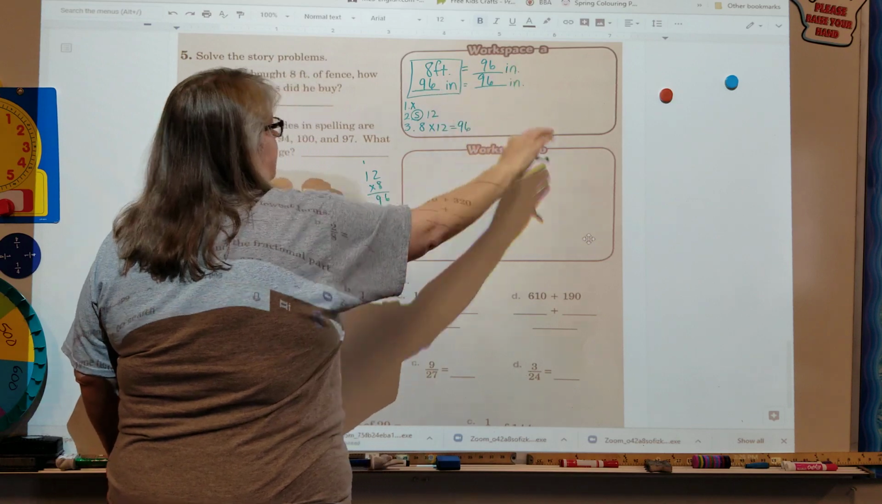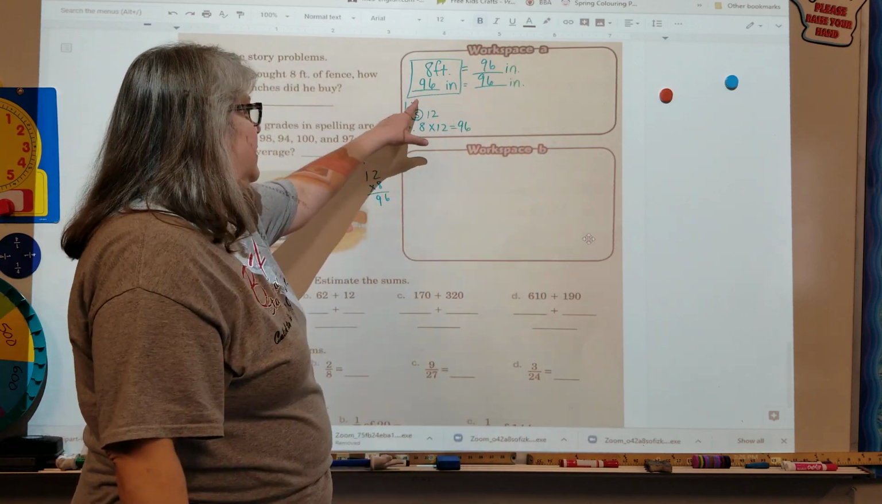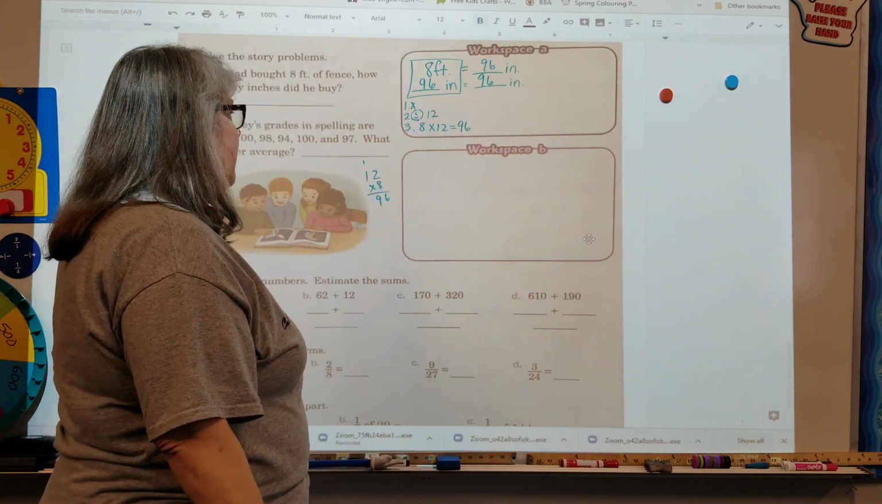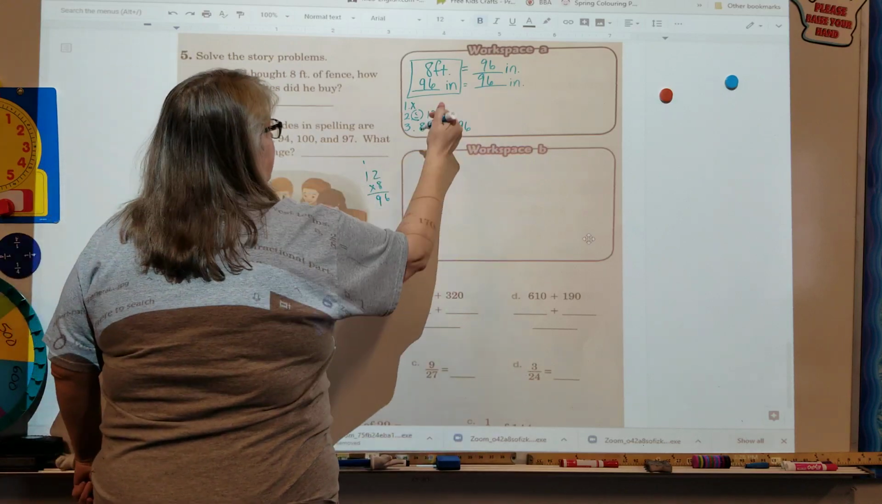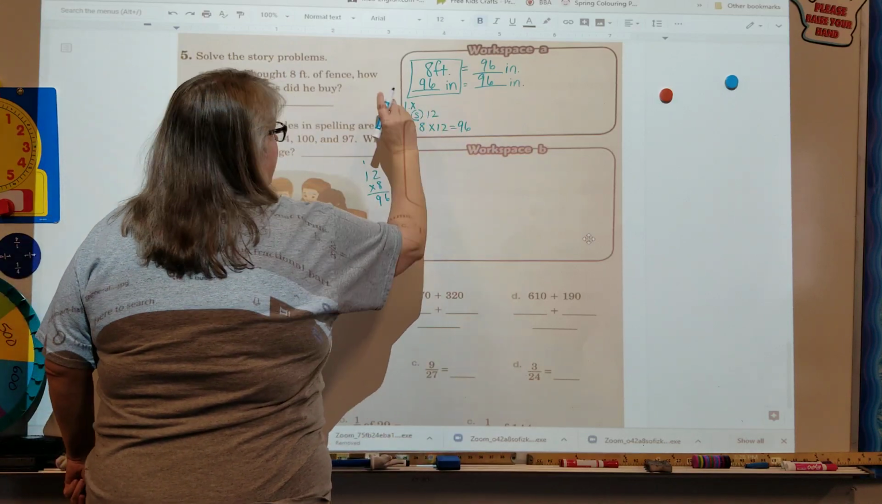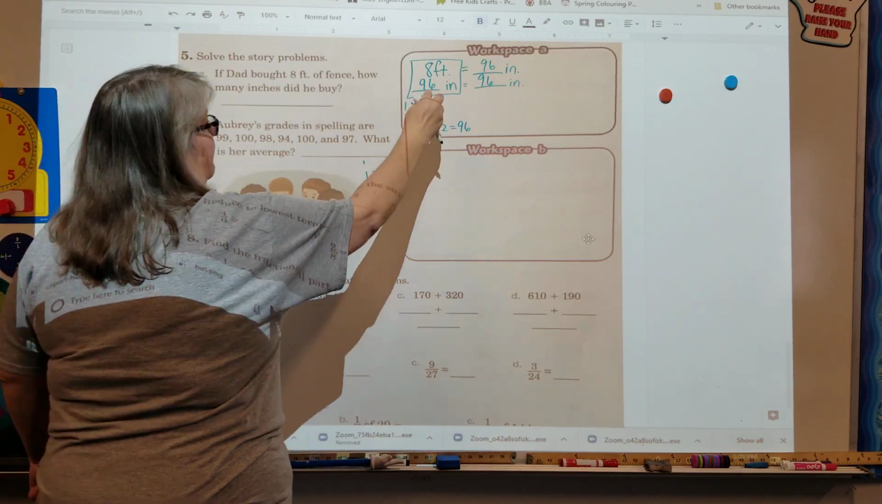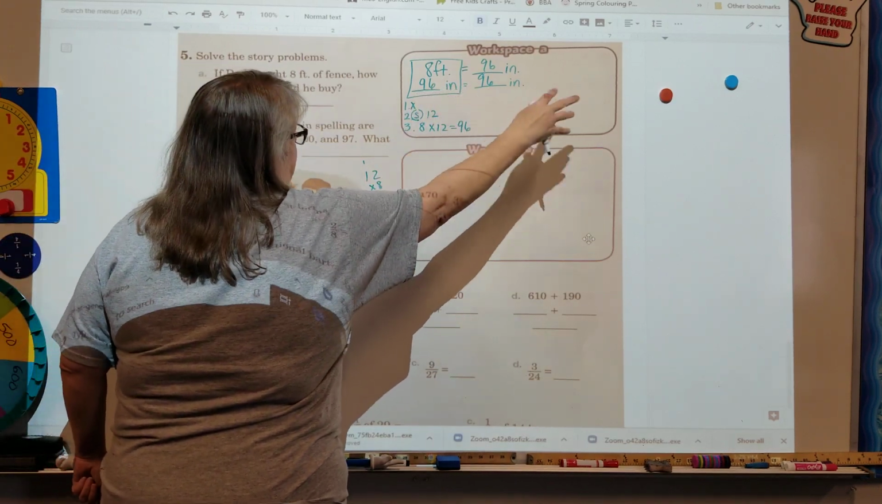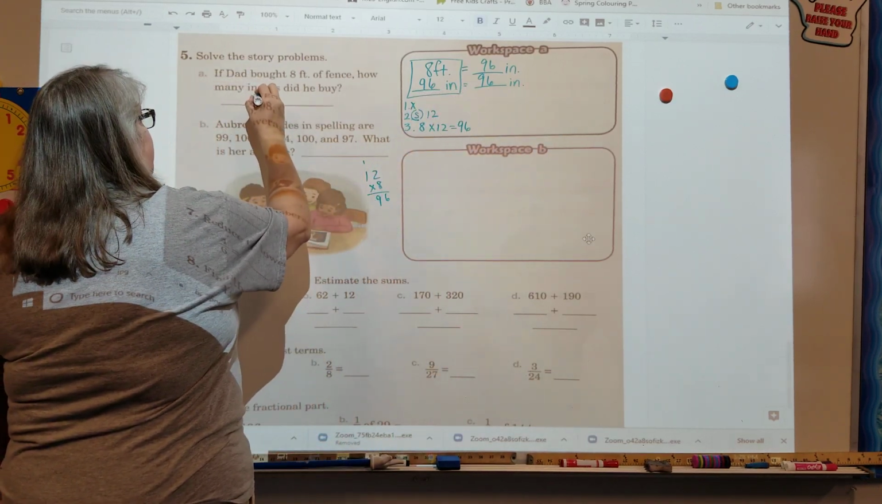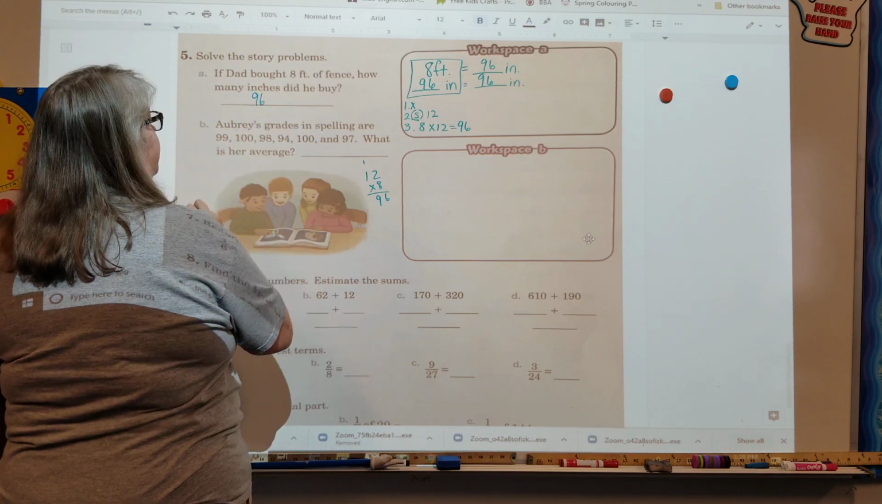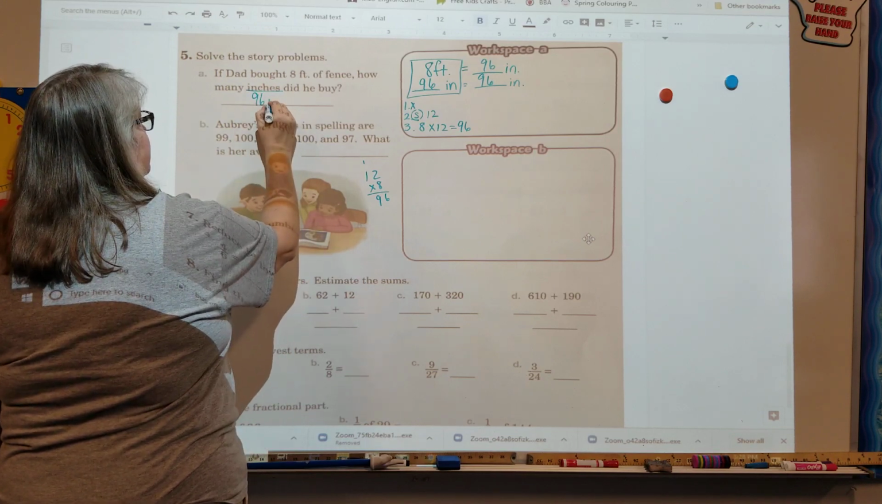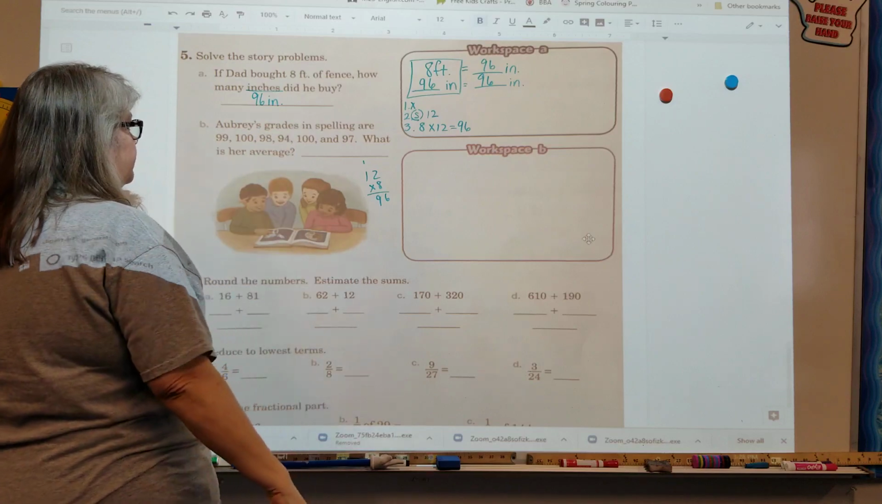Maybe you didn't set it up quite like that. Maybe you just did this part, and that's okay. My answer key does have it like this. The reason we make it long like that is because sometimes we have to say plus something equals. So the answer is 96 what? Inches. You have to make sure you put your label there.